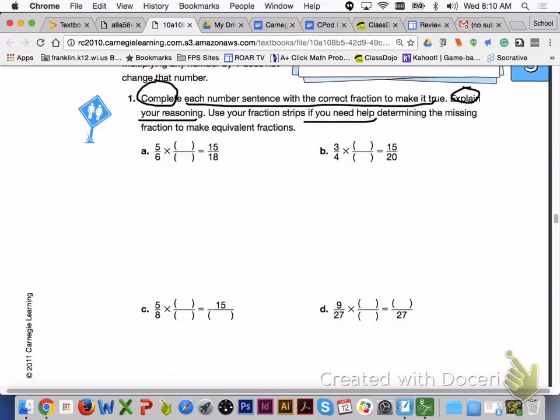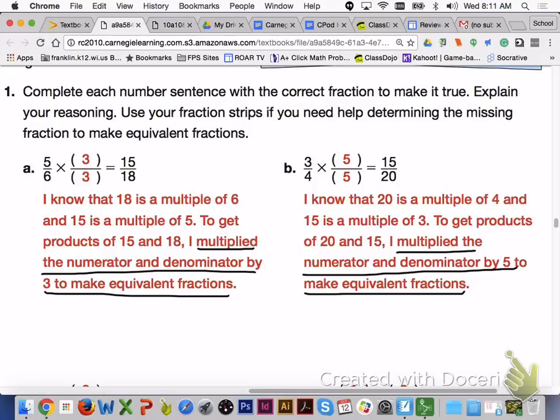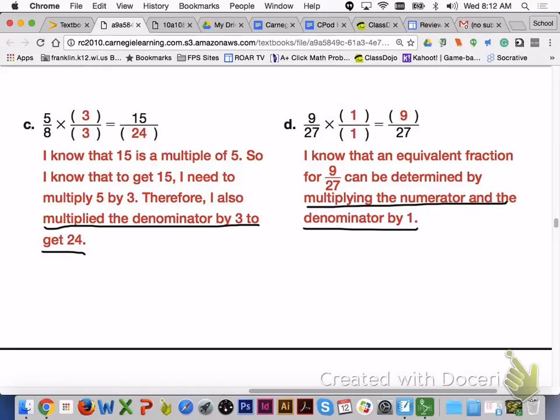Answer number 1, letters A through D with your group members. Number 1, letter A, you are going to multiply by 3/3 to make the equivalent fraction. For letter B, you're going to multiply by 5/5 to make an equivalent fraction. Letter C, you are going to multiply by 3/3 to get 15/24, and for letter D, you are going to multiply by 1/1 to get 9/27.